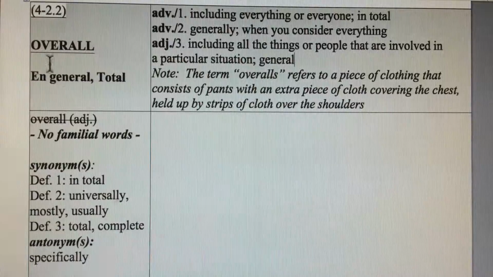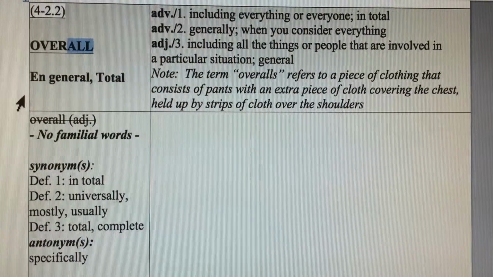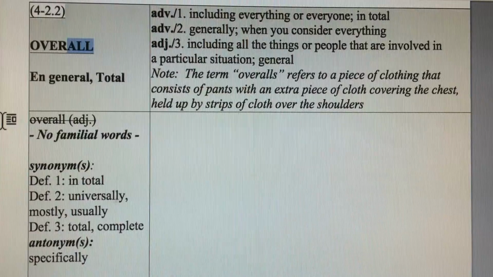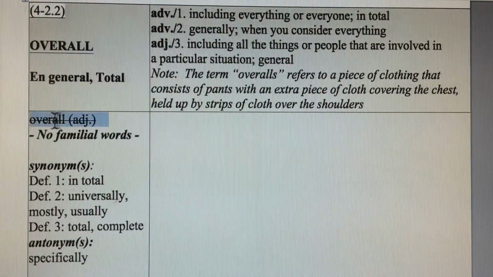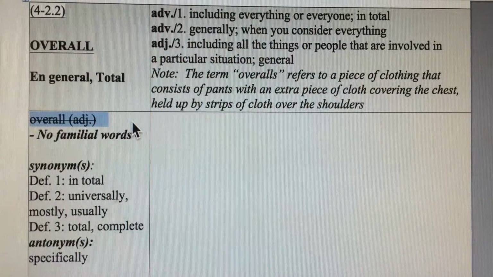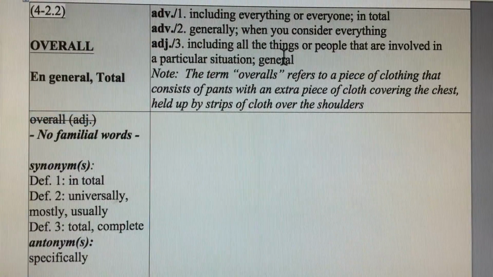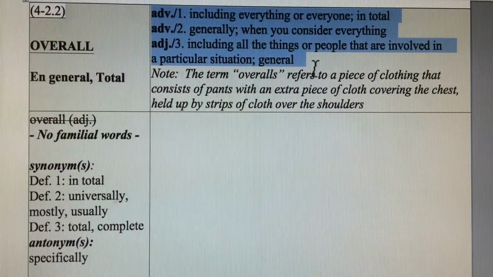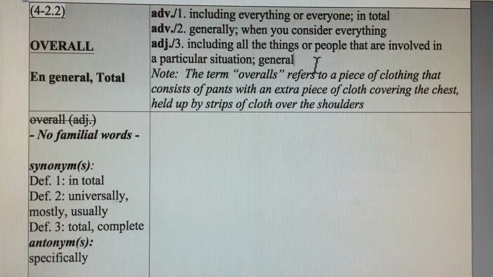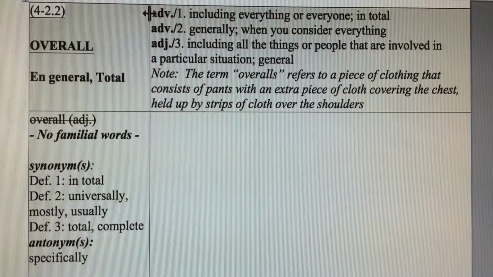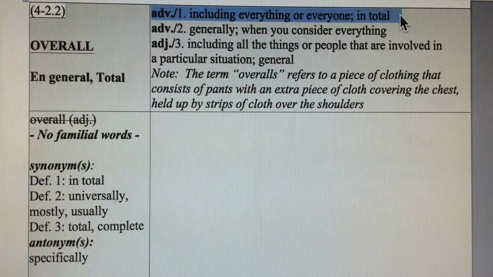Overall has 3 syllables, and your emphasis or stress is on the 3rd syllable, all. So we say overall, overall. And it is used as an adverb or as an adjective. And you can see we are upgrading the status of overall, the adjective, to part of your definitions that you need to memorize, because it is commonly used as an adjective as well as an adverb, and you need to know both definitions.